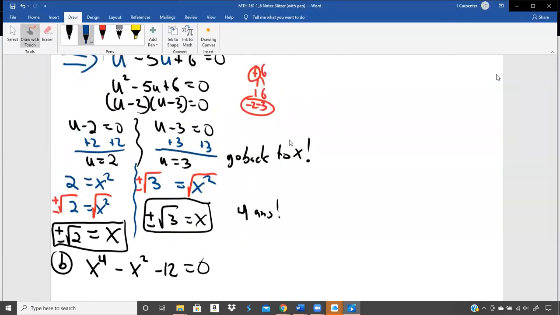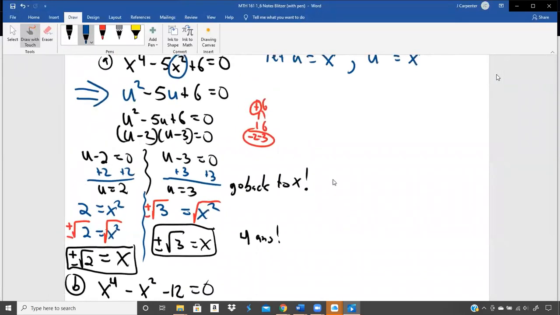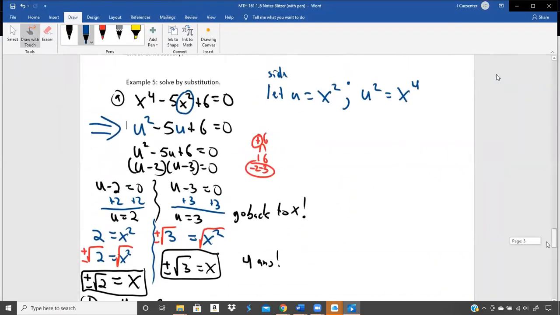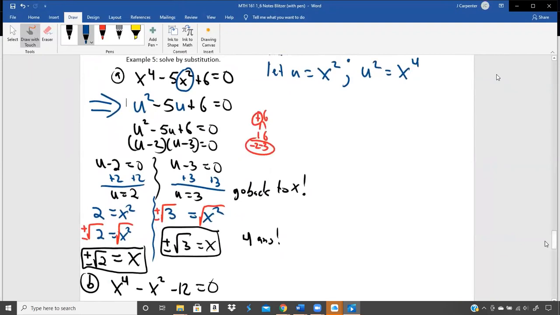Gonna go a little quicker this time. Let's see if we can keep the first one up as kind of a guide, since I can't have the instructions up here at the same time. So first thing we did was this side. We noticed that this 4 and this 2, 2 times 2 is 4, so it's in quadratic form. So we can say let u equal x squared, and this is the exact same thing, so u squared would be x to the 4th.